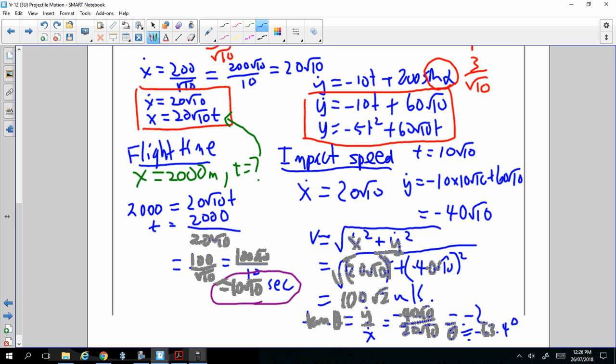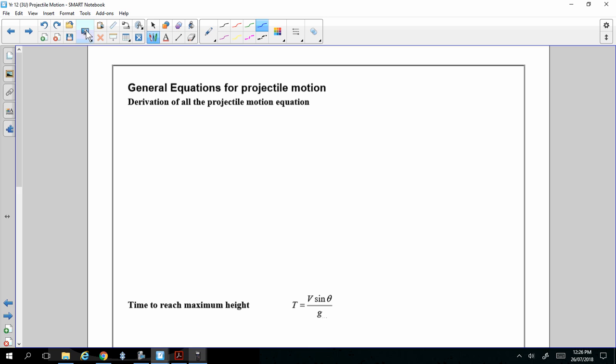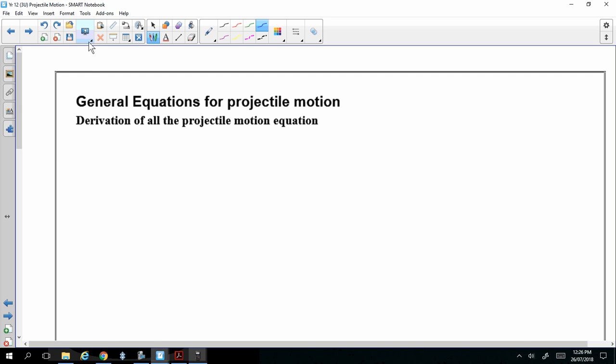Hopefully all done. Okay, so we're going to go through how to derive the general equation for projectile motion. These equations are not to be memorized, so we'll just derive the general formula. In general, it started with x double dot equal to 0, y double dot equal to negative g, with the initial angle theta and initial velocity v, right? So we want to derive the six equations again.